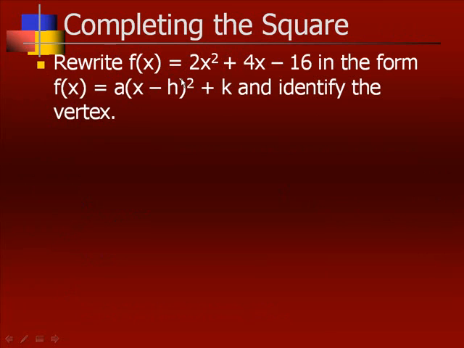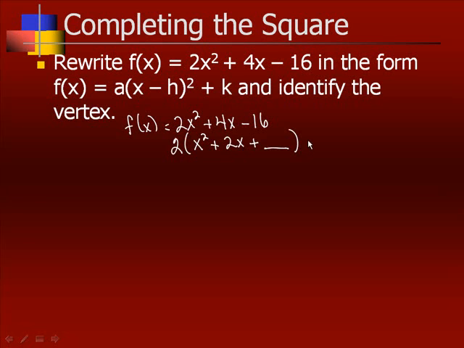Let's do an example. If we have f of x equals 2x squared plus 4x minus 16. The first thing we're going to do is factor out a 2. So that would be x squared plus 2x plus, leave a gap. Now let's just go ahead and leave our minus 16 on the end. Now we're ready to complete the square. Half of 2 is 1. 1 squared is 1. So we're going to add 1 here.